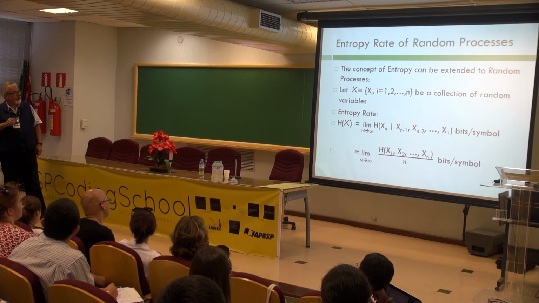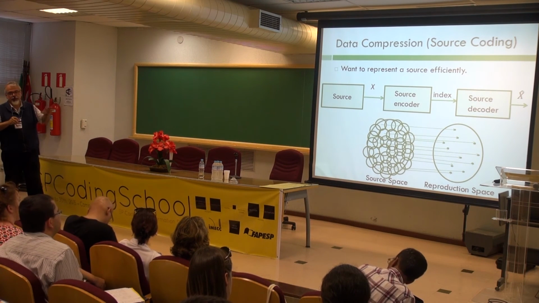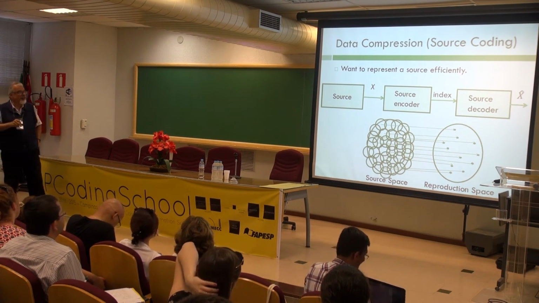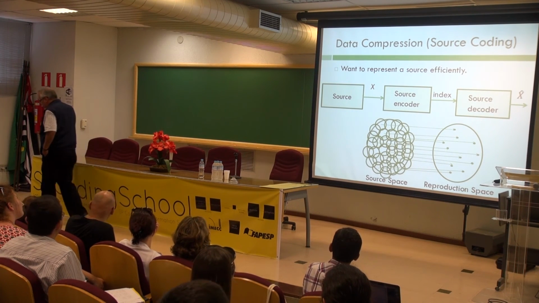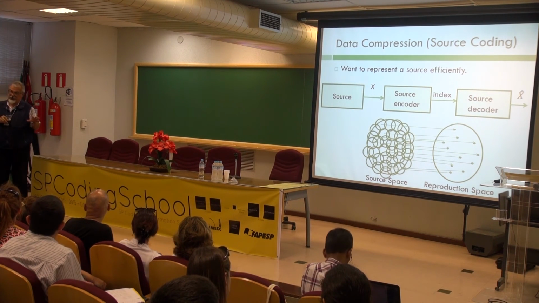Okay, good point. So that's already chapters 2 and 3, and now we are in chapter 4 of Tom Cover, data compression, source coding. Source coding is something very interesting, and we're going to revisit it when we see rate distortion theory.